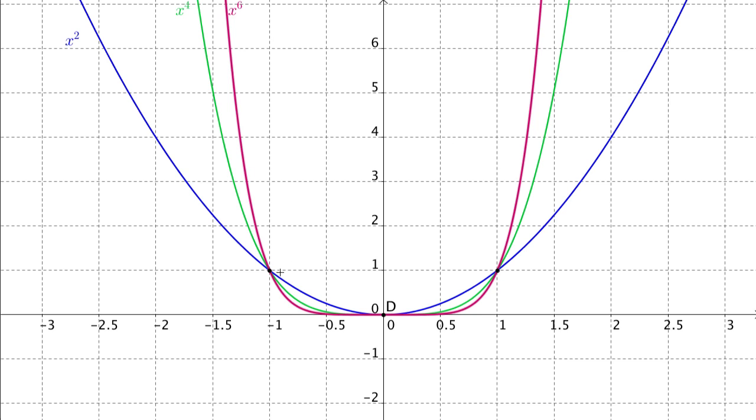Again, the exception is between negative 1 and positive 1. X to the 6th hugs the x-axis a little bit longer than x to the 4th and x squared, and once it reaches 1, 1, that's when it starts to increase much more rapidly than the other two. So the summary is that odd power functions have an S shape, and even power functions have a U shape.